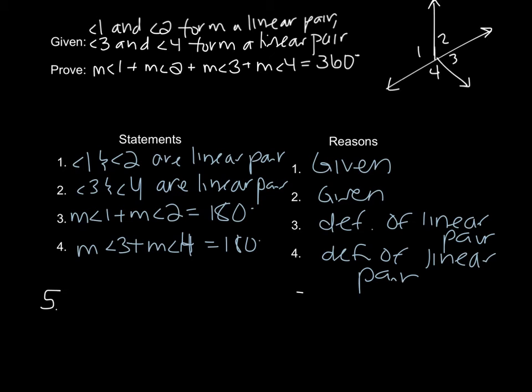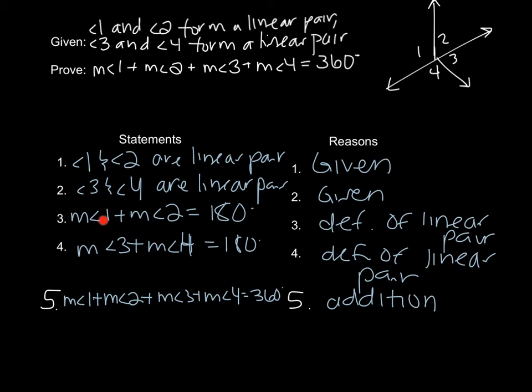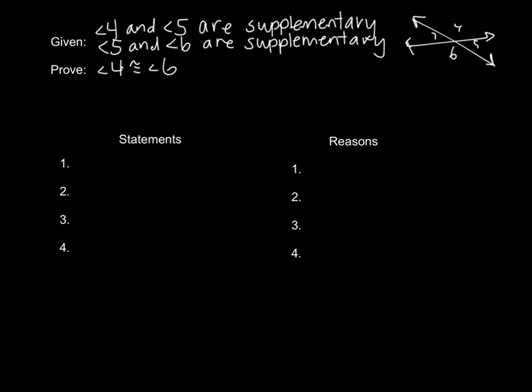Let's see, step 5, all right. For step 5, I know I can say, okay, well, measure of angle 1 plus measure of angle 2 plus measure of angle 3 plus measure of angle 4 equals 360 degrees. And how did I get that? By simple addition. I just added this side, and I came up with this, okay? All right, again, pause the video, see if you can figure this one out on your own.